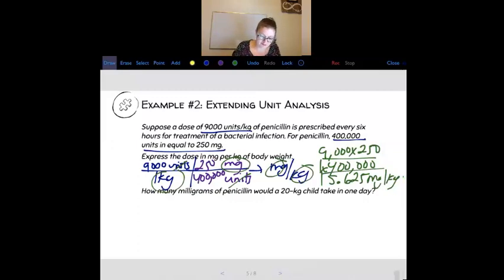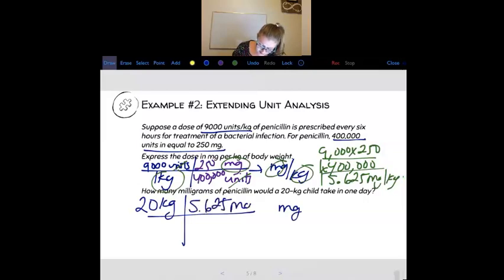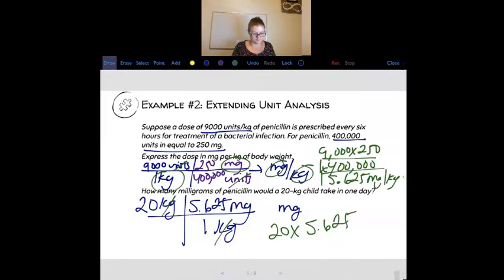However, we'll still set this up using dimensional analysis so you can see how the units are canceling. If we have a 20-kilogram child and we want to end up in milligrams, we're giving 5.625 milligrams per 1 kilogram of body weight. So notice here how the units would cancel out, and all we have to do is take 20 times 5.625, and this would give us 112.5 milligrams.